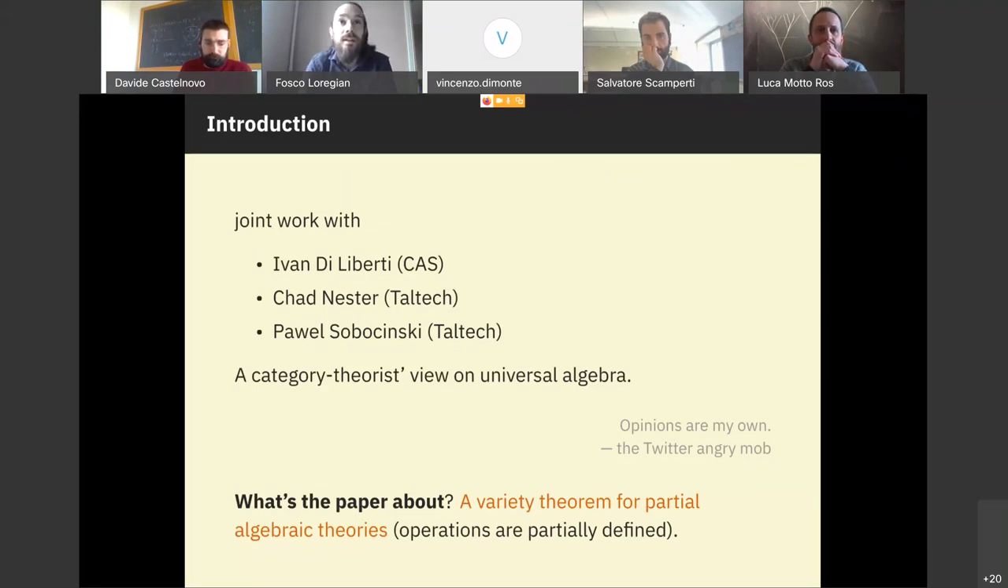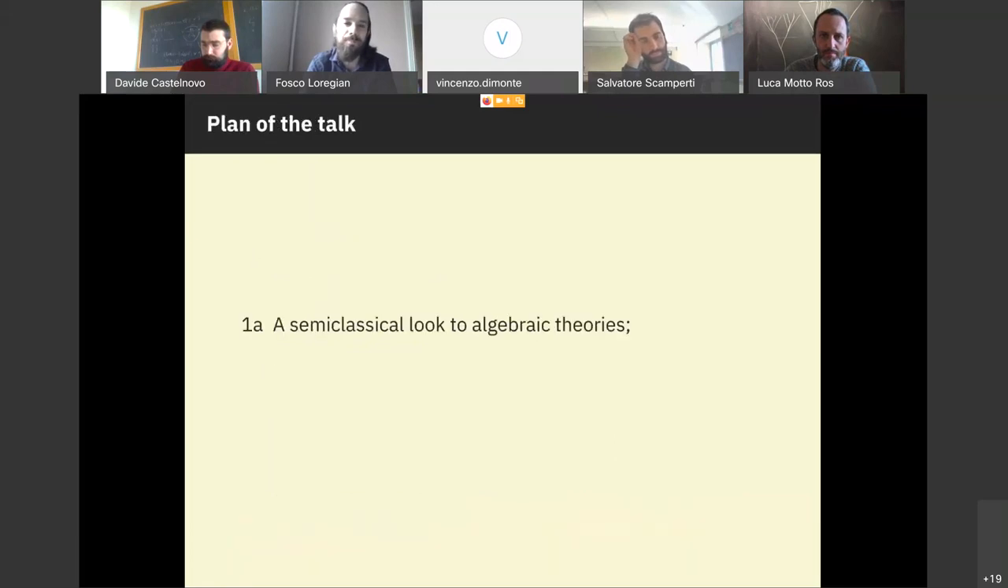As you certainly know very well, Bill Lawvere offered a very clean, neat, elegant categorical way to understand classical, totally defined algebraic theories. The aim of this paper was to find an analog for partially defined theories that have a huge amount of applications in mathematics, in logic, in computer science, in many areas of the stuff we do and like in our everyday life. So now for the plan of the talk.